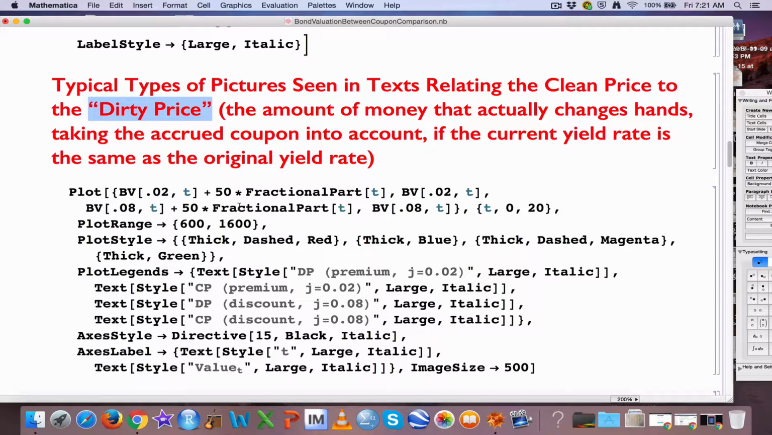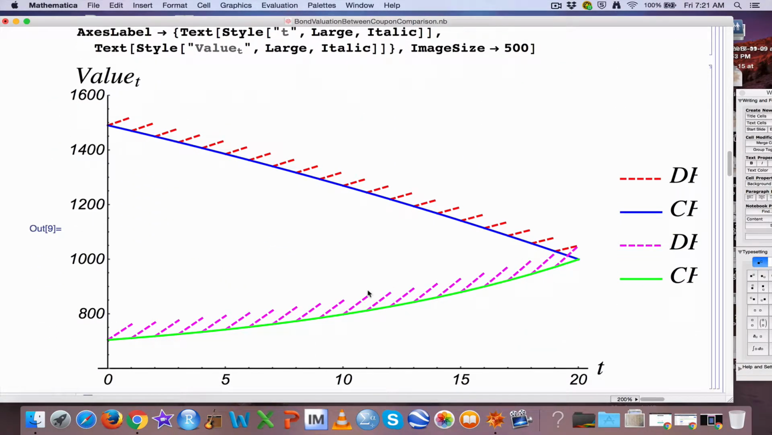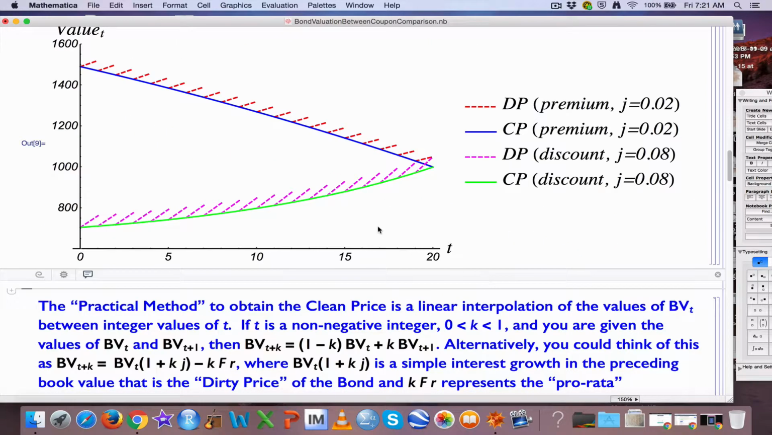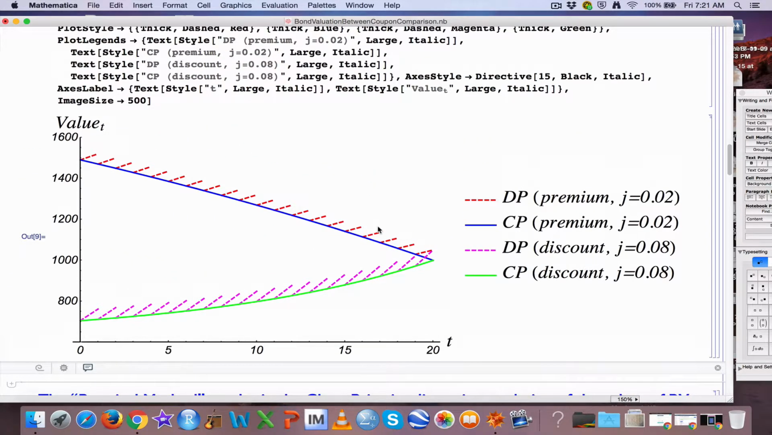And so let me go ahead and enter this code and look at the picture here. This is a common kind of picture you see in textbooks, maybe one or the other of these graphs. What we're looking at here, the bold graphs, the blue and the green graphs, are clean prices. I labeled those with CP here. The blue one is at a premium, J is low, it's decreasing, concave down. The green one is at a discount, J is high, it's increasing, concave up, just like we already saw. Pick particular values of J here, it's not an animation.